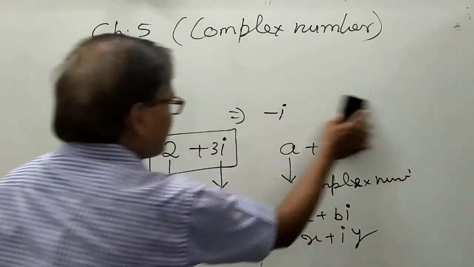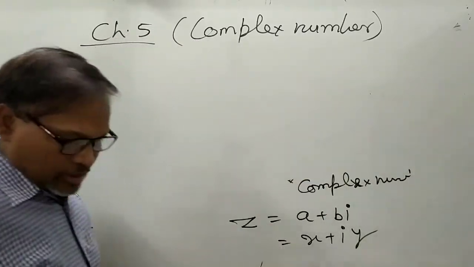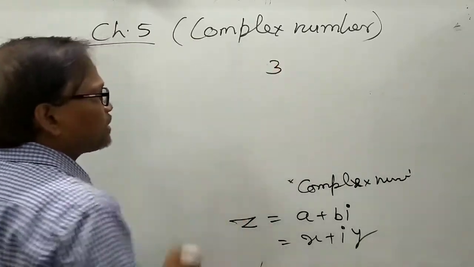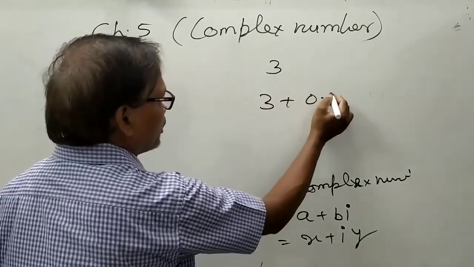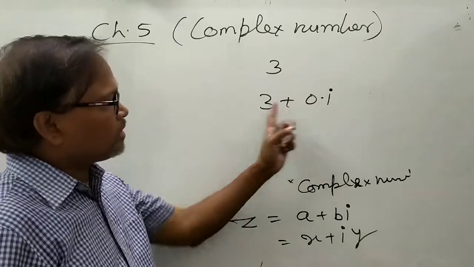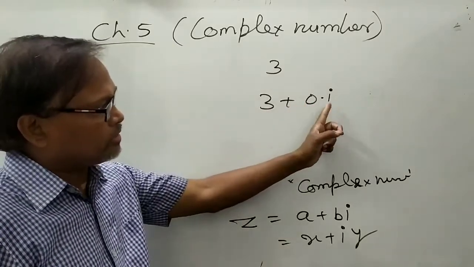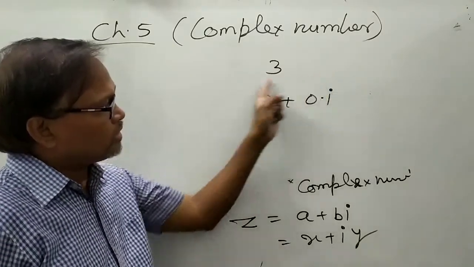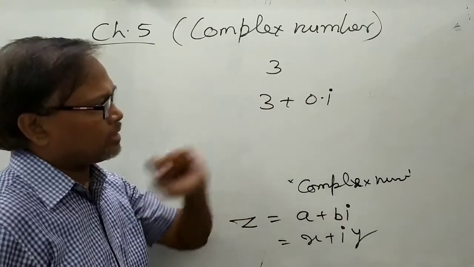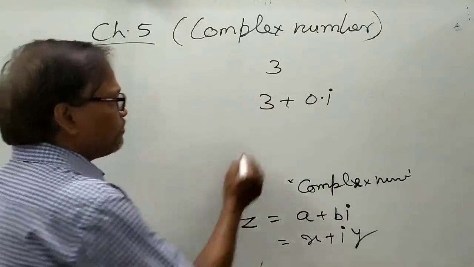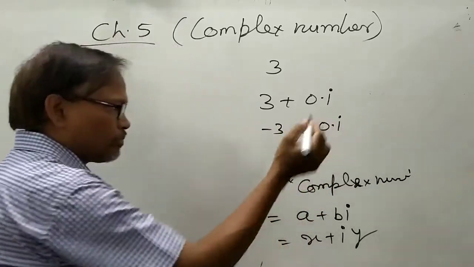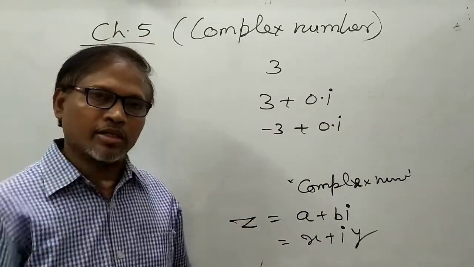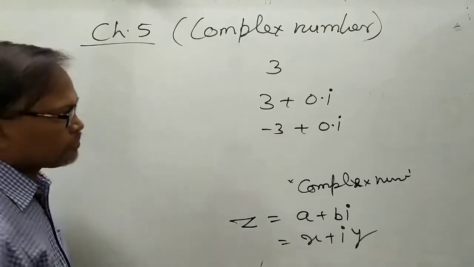And one fact about the complex number, can you write the 3 as the complex number? Yes, 3 plus 0 dot i. 0 भी तो real number है, 3 भी real number है, i imaginary number, then the total is complex number. ये complex number. Minus 3 can you write? Yes, minus 3 plus 0 dot i, also the complex number. Every number is the complex number.